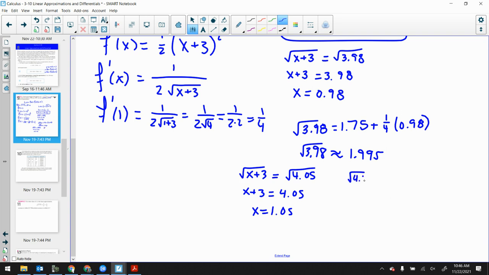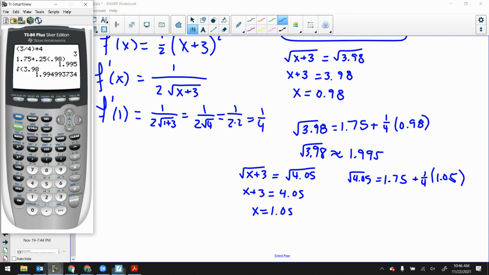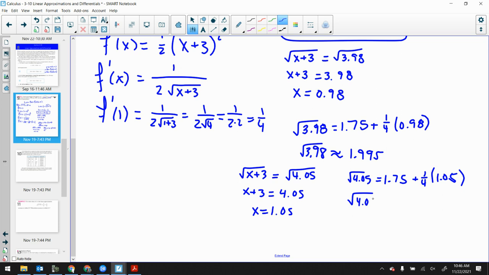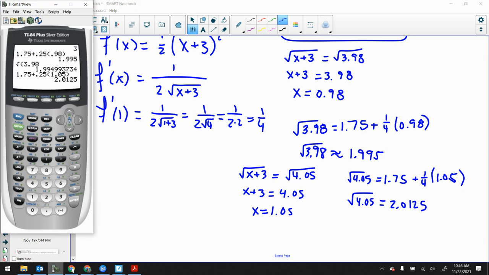So the square root of 4.05 is going to be equal to 1.75 plus 1/4 of 1.05. That's our x value in this case. Let's see what it comes out to be. 1.75 plus 1/4 of 1.05, which gets us 2.0125. Square root of 4.05 is 2.0125. Now, I'd like to see how close that value actually is. So if I square root 4.05, let's see how close I actually get to it. Yeah, I'm within a rounding error to the nearest 10,000th place. That's very close, right?